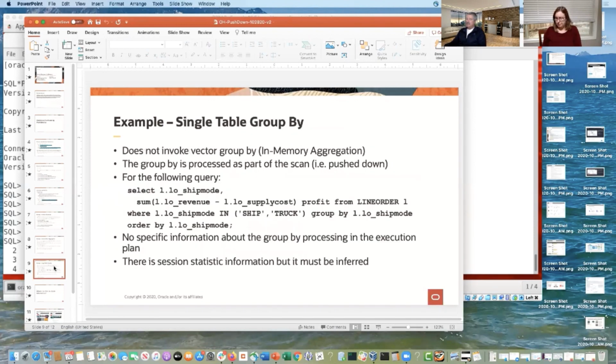And then I was just thinking that in my example I had a count and then a single table group by. So not only can we do this for multi-table group bys or in-memory aggregation, where you might see a vector group by, single table group bys will also take advantage of pushdown technology.